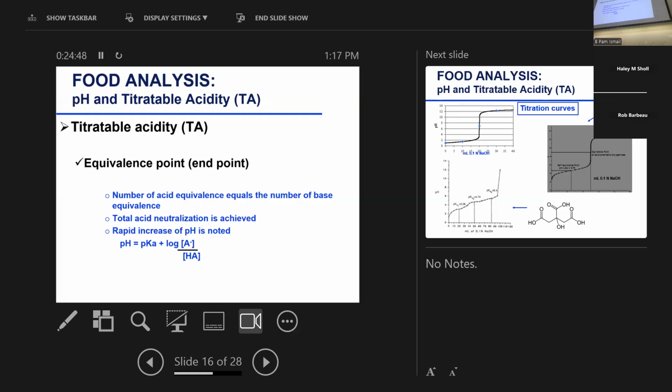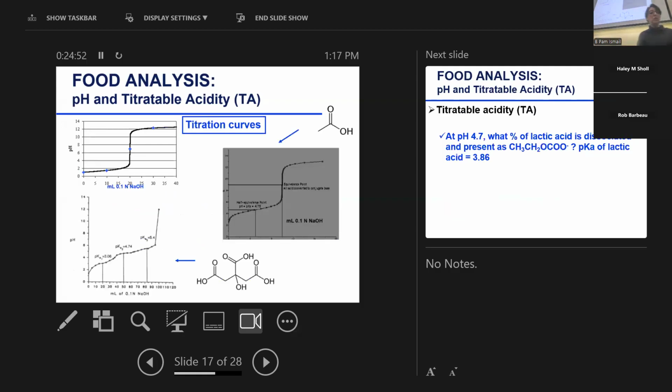Okay, so we talked about the rapid increase in pH. And here's a demonstration of a titration curve. You're going to be plotting a titration curve for, I think, citric acid, maybe, and phenolic acid in the lab. Should have looked at the beverages again.